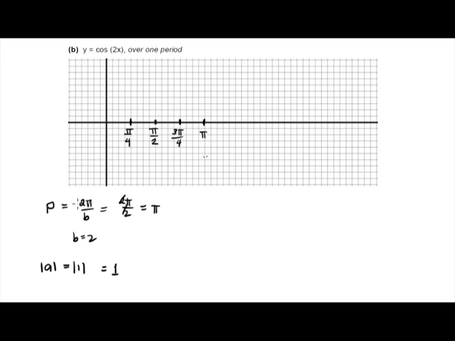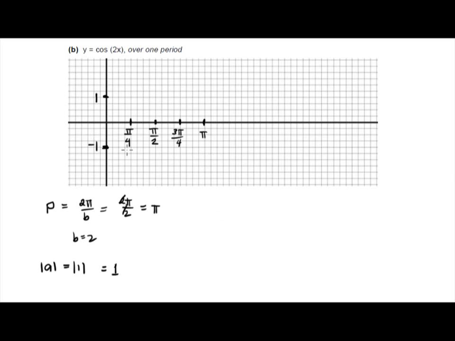Now, the amplitude is 1. So let's say we use 1, 2, 3, 4. This is the 1. And it can go only as low as 1, 2, 3, 4 scales. This is negative 1. Okay, so how to graph?